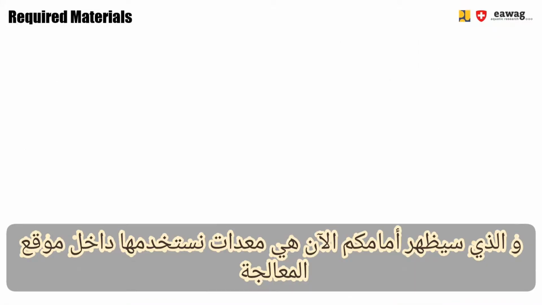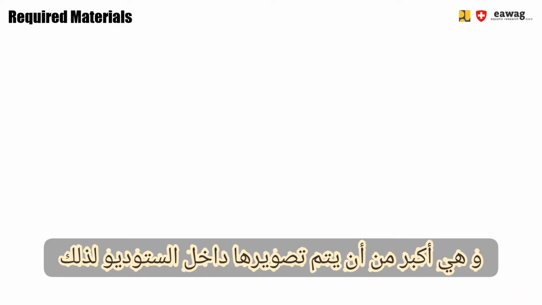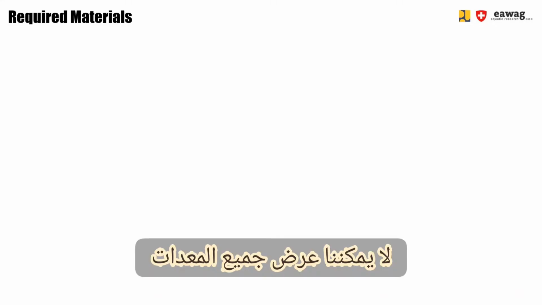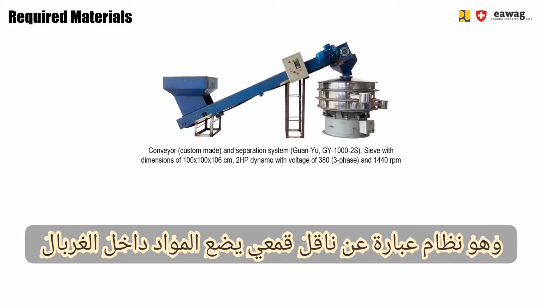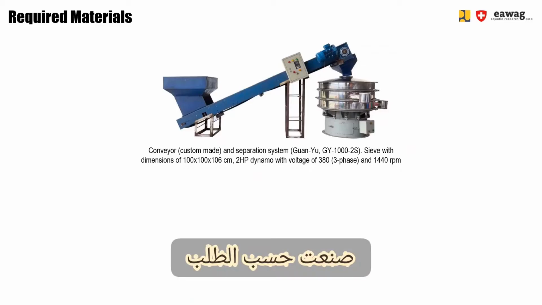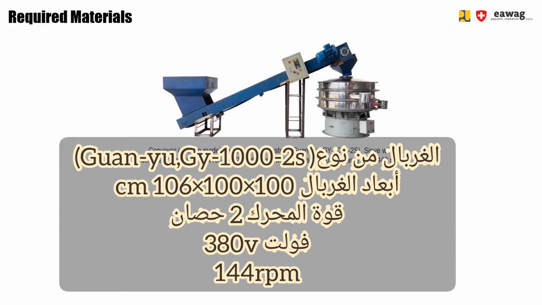As with the previous modules in this chapter, what you see in front of you are the materials that are used in our pilot site. They're of course too big to be positioned in our studio, and that's why we cannot show you all of them. First of all, we use a conveyor hopper system together with a mechanical vibro sieve. The conveyor with the hopper is custom made, and the vibrating sieve system is a Guangyu GY1002S version. It has dimensions of 100 x 100 x 106 centimeters, a 2 horsepower dynamo with a voltage of 380, which is a 3-phase connection, and it runs at 1440 RPM.